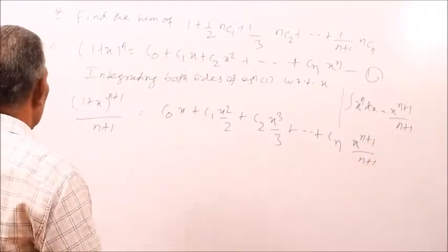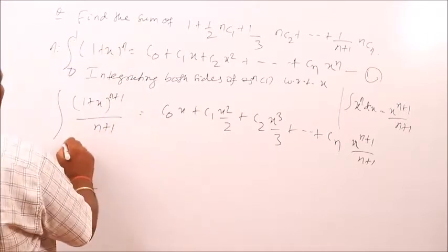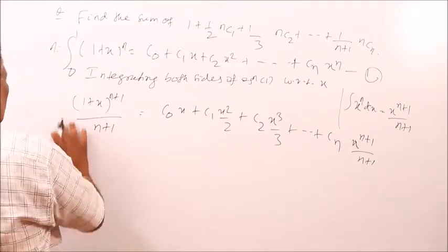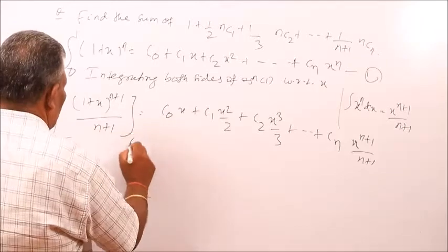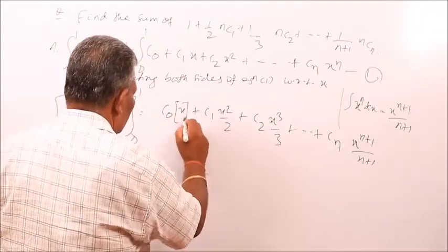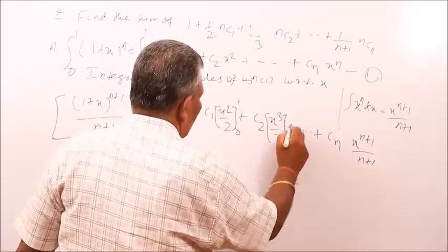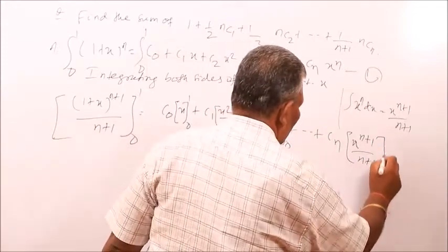If we take the limit of this quantity from 0 to 1, we will have to give the bracket like this. Here will be 0 to 1. So we can make it 0 to 1, 0 to 1, 0 to 1, like this.